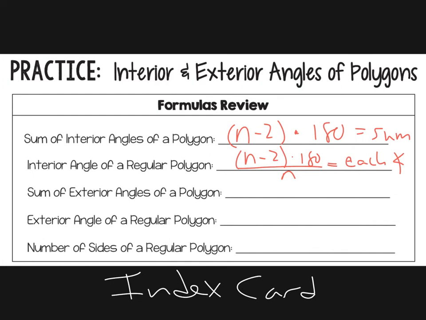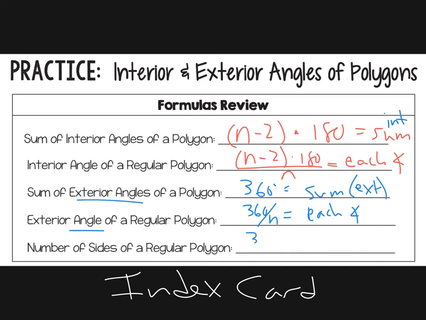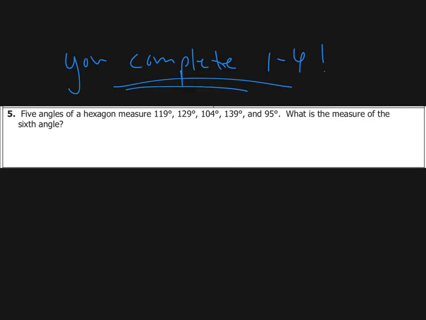Now the sum of the exterior angles is pretty simple, right? That's just 360 degrees. That equals the exterior sum. This is the interior sum, this is the exterior sum. If you want one angle, then 360 divided by n will give you each angle of a regular polygon. And if you want the number of sides, it's simply 360 divided by each angle measure. So those are reversible. Now let's take this and apply it as much as we can, and let's mix in some algebra, of course. Now I think you should be able to complete 1 through 4 on your own.